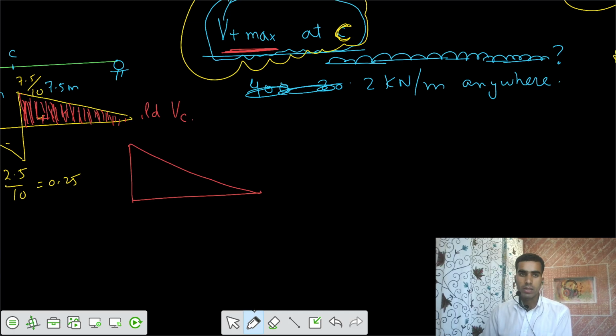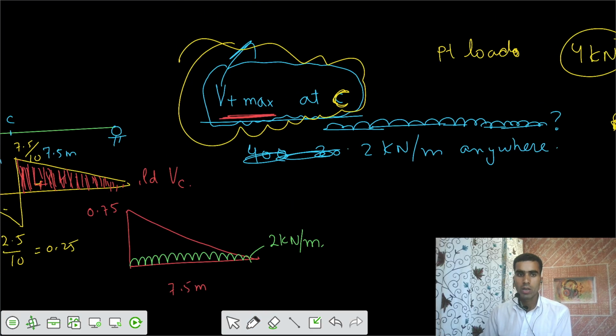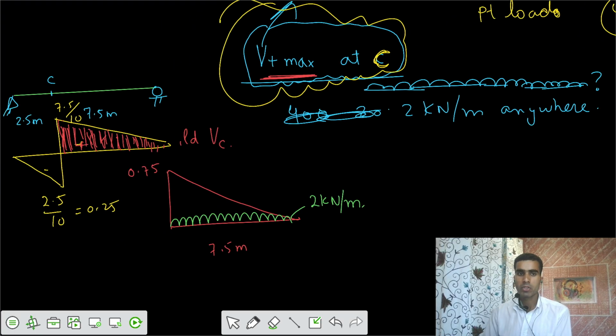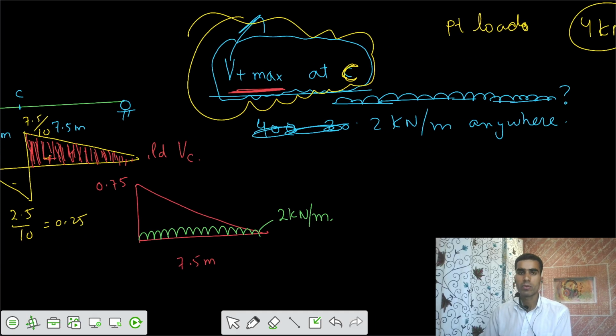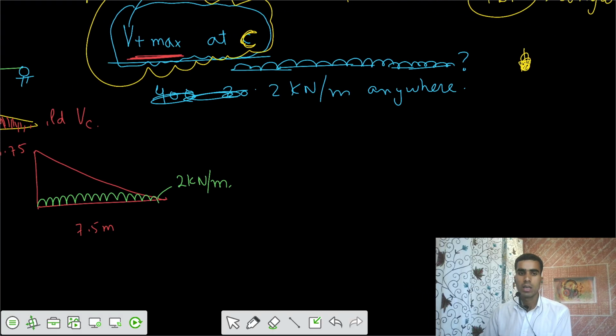You have this area with the ordinate of 0.75 and the length of 7.5 meter. Now I would say you place the UDL for the entire length, 2 kilonewton per meter. To make the maximum effect of the point load, where should this 4 kilonewton be placed to have the maximum shear force at point C? If we apply the load here, we have this point load with an ordinate of 0. So this is 0, negligible effect.